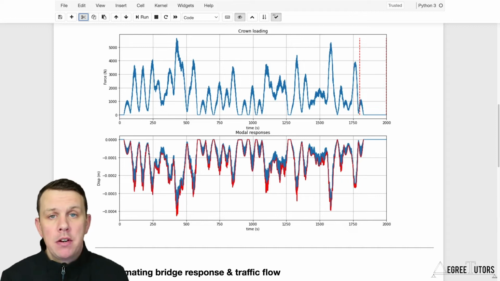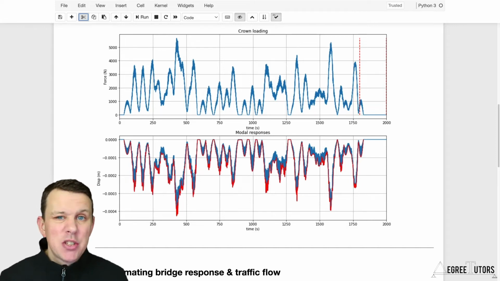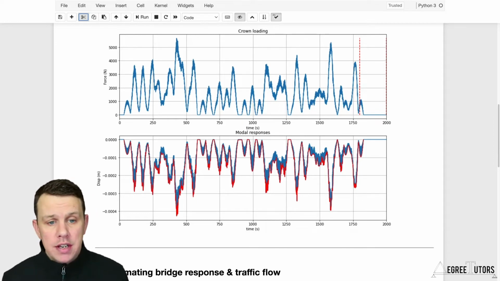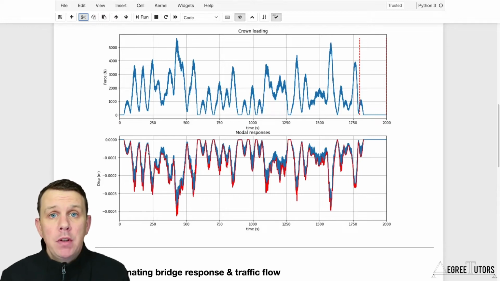So we'll talk a little bit about crowd loading. Well, first of all, pedestrian loading, the loads that are imposed by a pedestrian as they walk across a structure. Could be any kind of structure, but we're focusing on a footbridge here. We'll then expand that into looking at a pedestrian crowd.